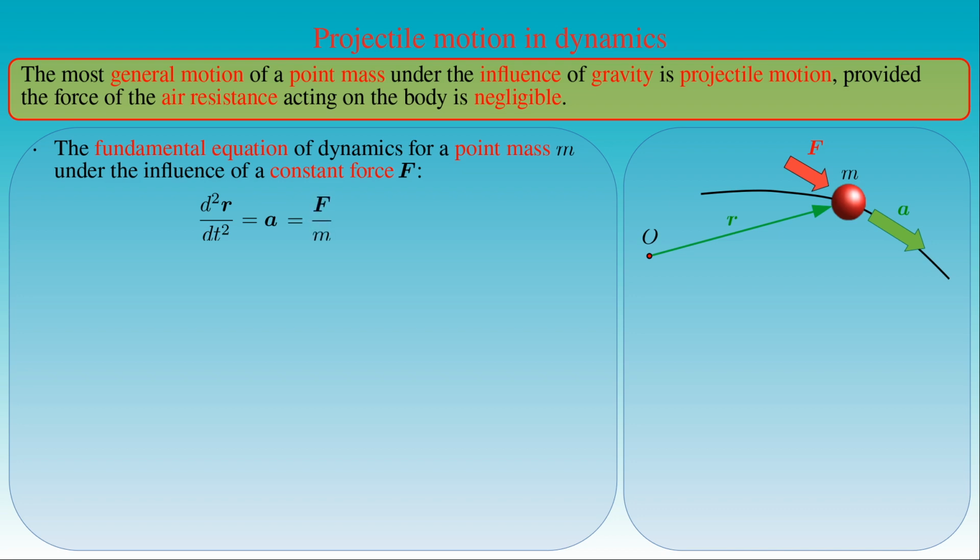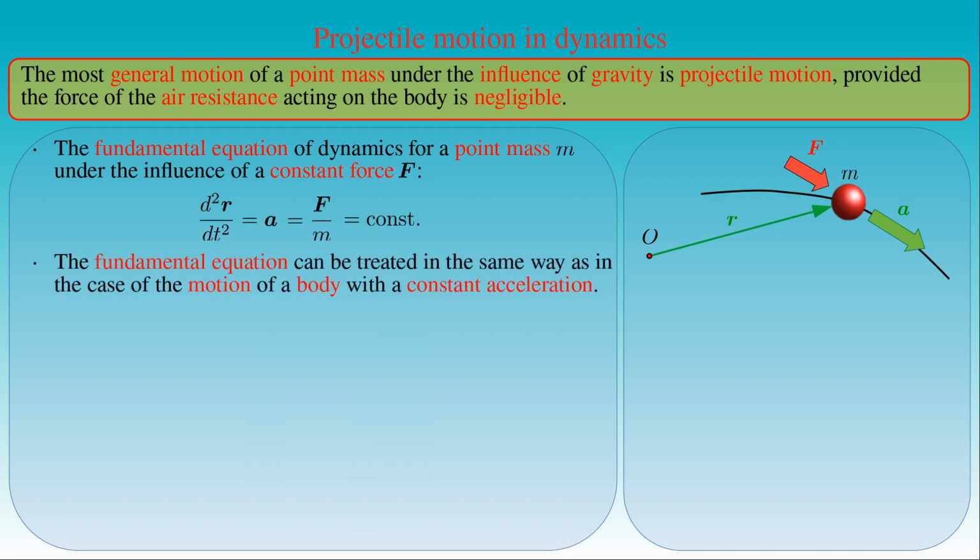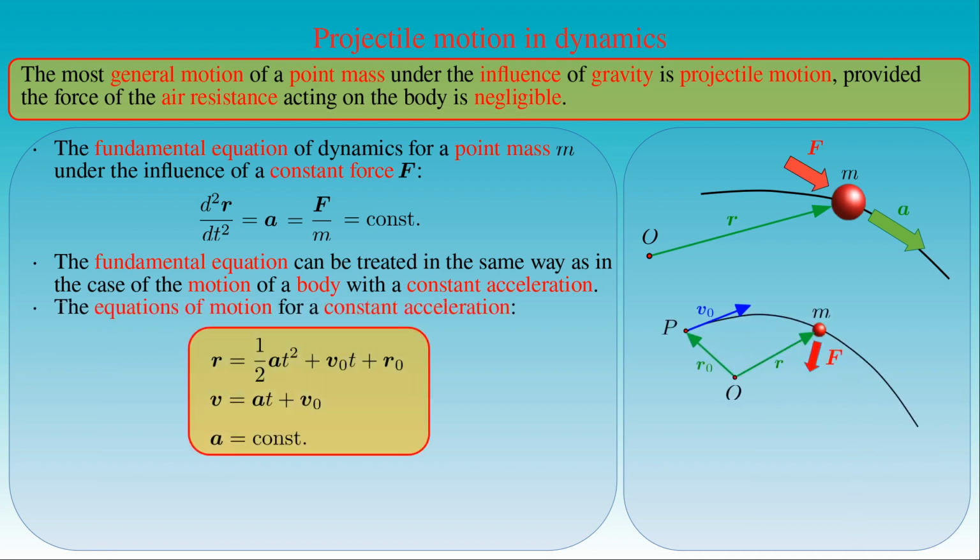Since both the force F and the mass m are constant, the acceleration of the body is also constant. As a result, we can treat the fundamental equation in the same way as in the case of the motion of a body with uniform acceleration, where the equations of motion are the following. The instantaneous position vector r of the moving point mass is equal to 1 over 2 times the acceleration a times the square of the time t, plus the initial velocity v0 times the time t, plus the initial position vector r0. The instantaneous velocity v of the moving point mass is given by the acceleration a times the time t, plus the initial velocity v0, where the acceleration a is constant.